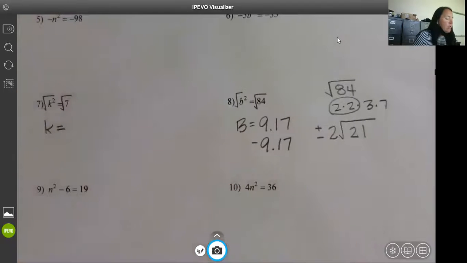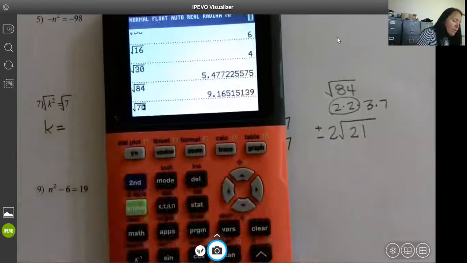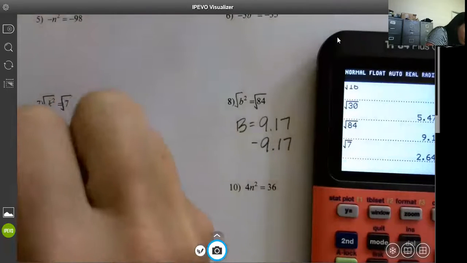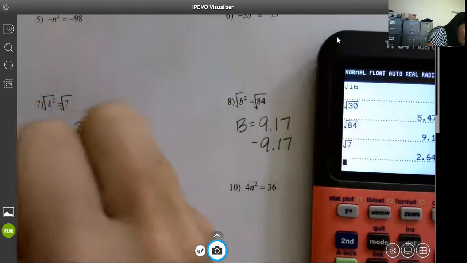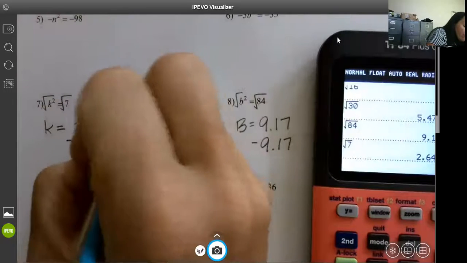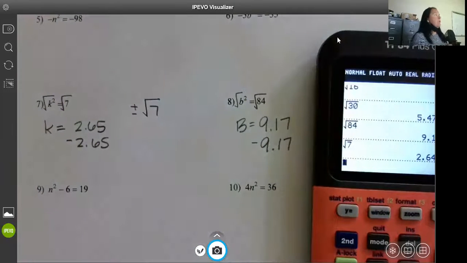We get k equals, if I put in the square root of 7, it gives me 2.65. But I got to remember my negative 2.65. Will 7 break down? What are your factors of 7? 1 and 7. So it won't break down. So if you had it in square root form, it would just be plus or minus square root 7. You can't break it down.